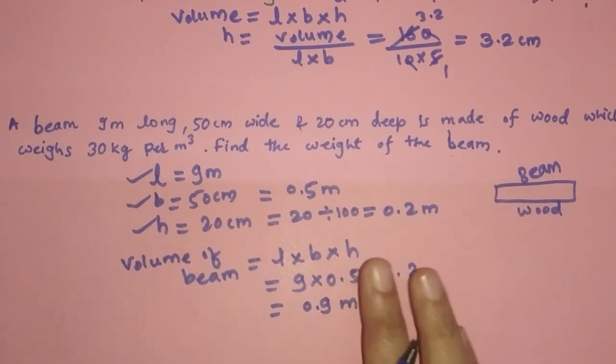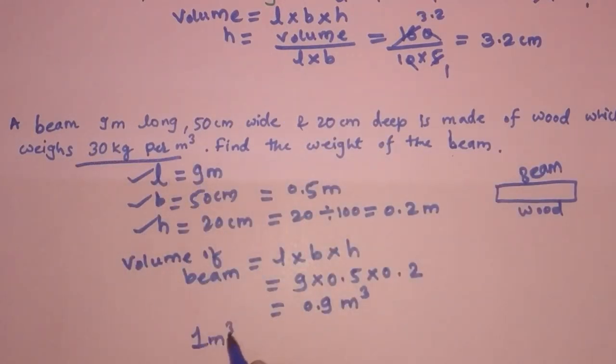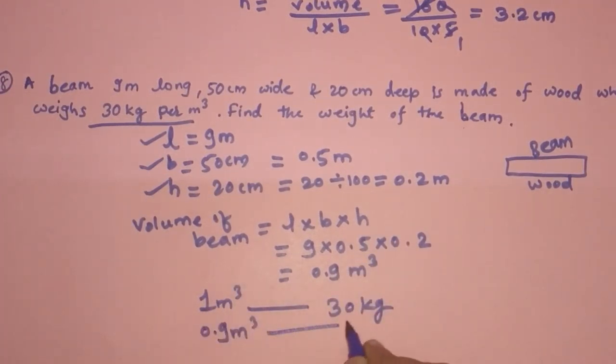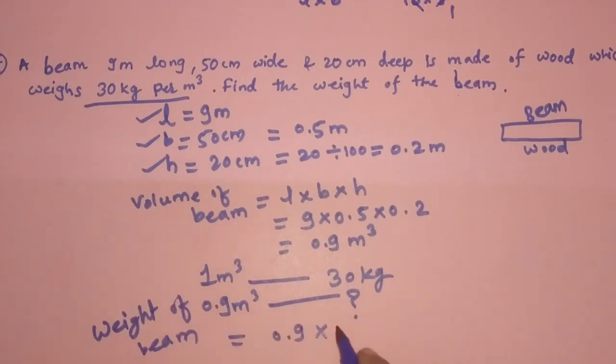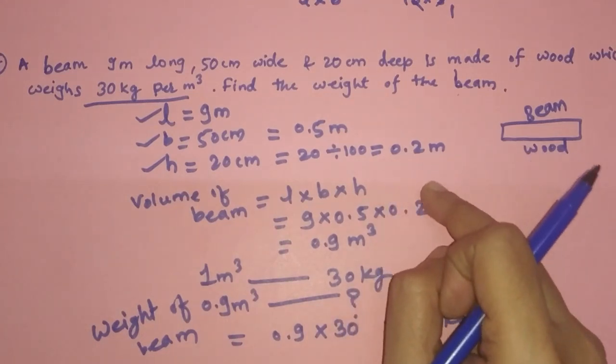Okay. So now here it is given that for 1 meter cube the weight is 30 kg. For 1 meter cube the weight of wood is 30 kg, and we have the beam as 0.9 meter cube. So how much does it weigh? Friends, we have to find the weight of the beam, which is nothing but 0.9 into 30. So we'll get 27 kg. So the weight of the beam is 27 kg. It is compulsory to convert the units to a similar unit.